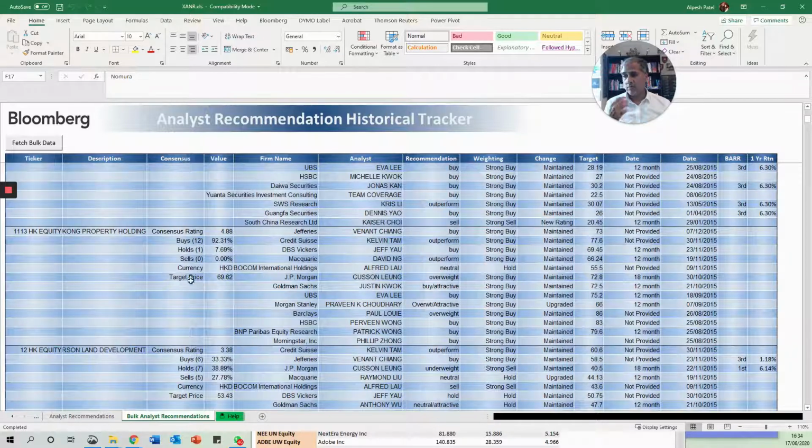So there's consensuses, there's target prices. We'll also look at the firm that it's come from. And as I said, we might get what it's moved from as well. So the direction of travel. It could be a strong buy, but is that maintained? What's the target price? That makes a difference for what time frame over which they're looking to do it.